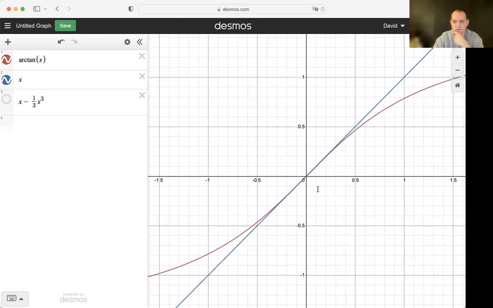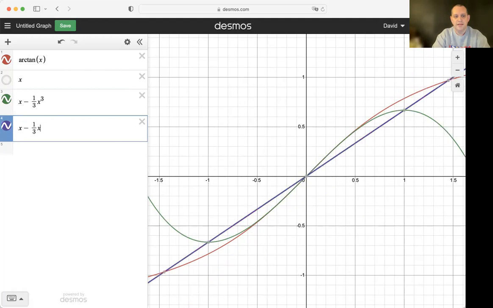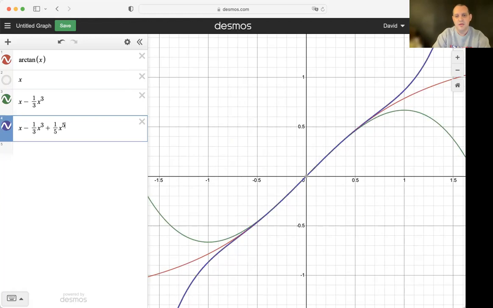I'm just going to zoom in here so that our x values are between negative 1 and 1. Notice that the first approximation is valid up to about negative 1/4 to 1/4. If I look at this next term, x minus 1/3 x cubed, that's valid much longer. That goes to about negative 0.5 or negative 0.6 even. And the more and more terms that we add, so if I take x minus 1/3 x cubed plus 1/5 x to the 5th, that's going to be an even better approximation between negative 1 and 1.